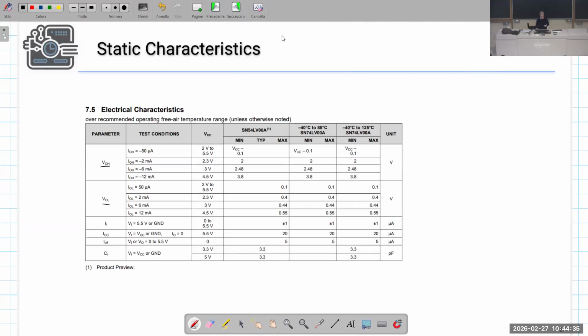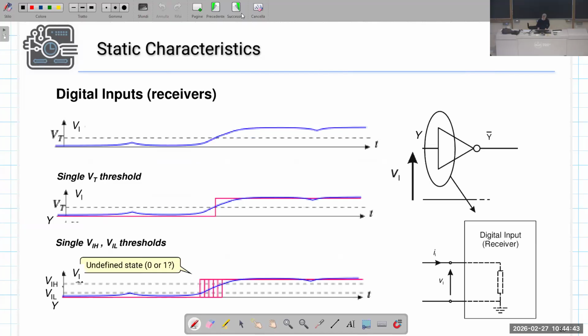Now that we have introduced the electrical characteristics of digital outputs and inputs, let's try to discuss which are the conditions that need to be verified so that two digital gates can successfully exchange information together. Before going on, here you can see the difference, something that we discussed before, between the idealized case in which we define the high and low level depending on a single threshold.